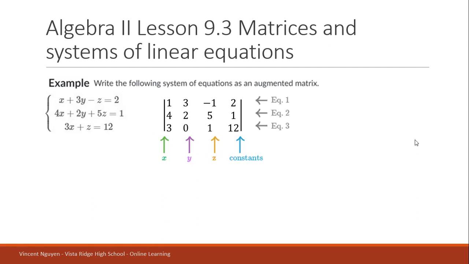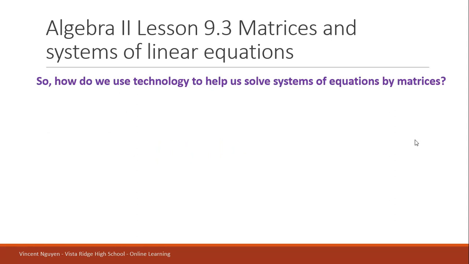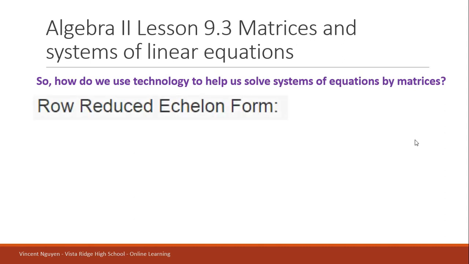Okay, now the next question is, how do we use the calculator or the computer to help us solve these systems once we have written the augmented matrix, right? The augmented matrix we have to do ourselves. The computer can't do that, right? So it's the human who does it. There is what we call the row reduced echelon form. I'm not going to go into detail on what the math behind it is. It's just one of the functions that your calculator or your computer is going to be using to find the solutions for you, right? It is called row reduced echelon form.